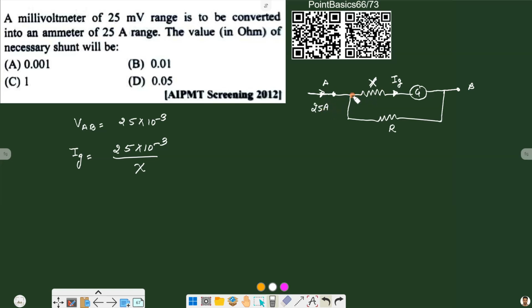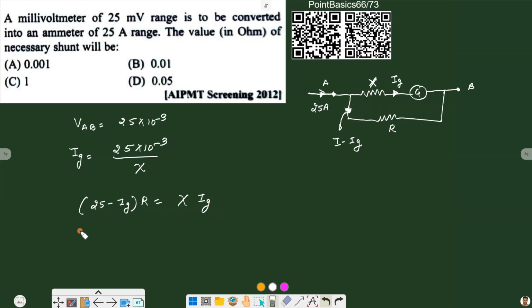So if 25 ampere is flowing in the circuit, then out of 25 ampere only IG can pass through the galvanometer, and the remaining has to pass through the resistance. So here the current will be I minus Ig, and as the upper arm and lower arm are in parallel, their potentials will be equal. So comparing the potentials, with the value of I as 25, 25 minus Ig into R, that is the potential difference across resistance R, should be equal to X multiplied by Ig, that is the potential developed in the upper arm.